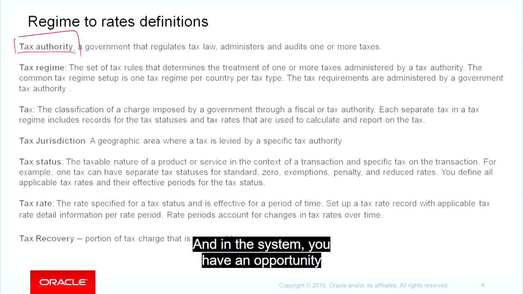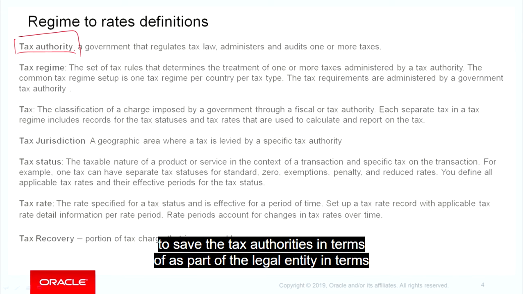And in the system, you have an opportunity to save the tax authorities in terms of as part of the legal entity in terms of configuration.